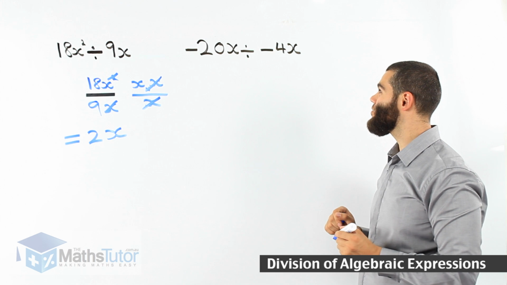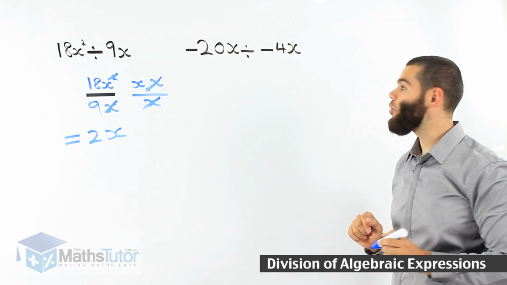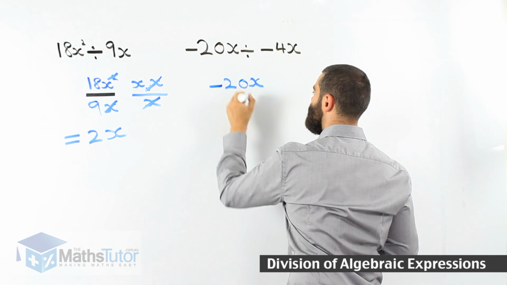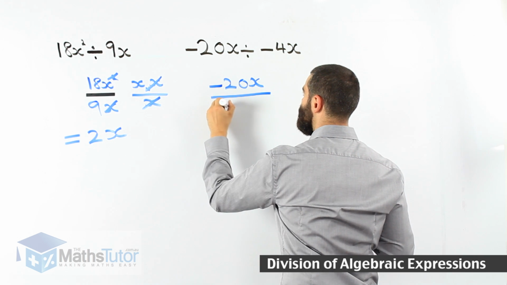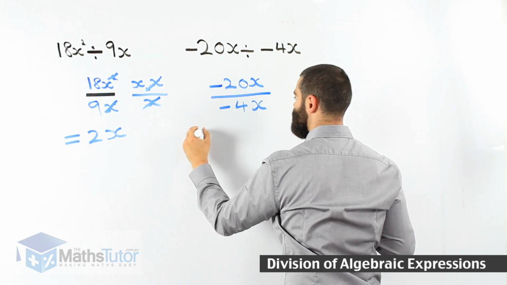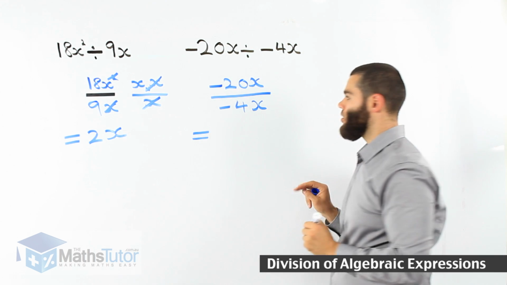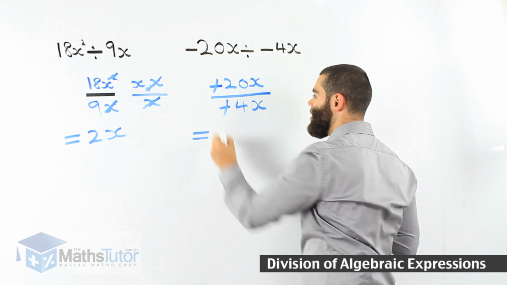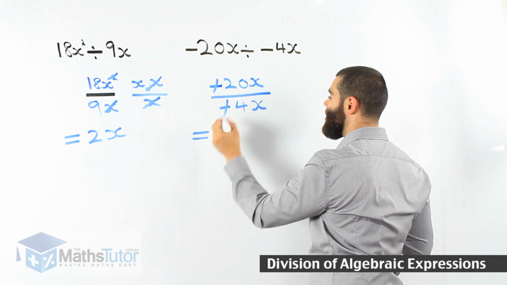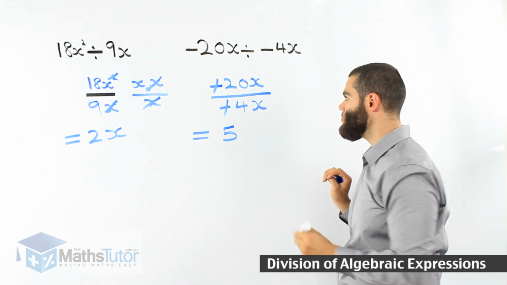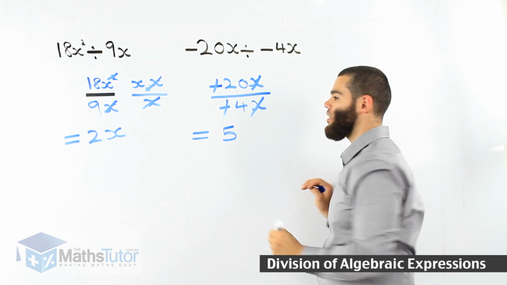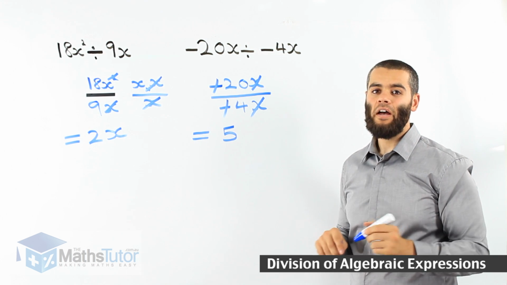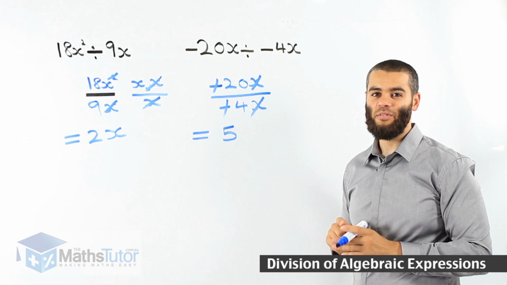Negative 20x divided by negative 4x. Negative 20x divided by, is our fraction bar, negative 4x. We know in division, same thing as multiplication, the two negatives, bye-bye, see you later, they cancel out. 20 divided by 4 is 5, and an x cancels with the x from the bottom, top goes, bottom goes. 20 divided by 4, our final answer is simply 5.